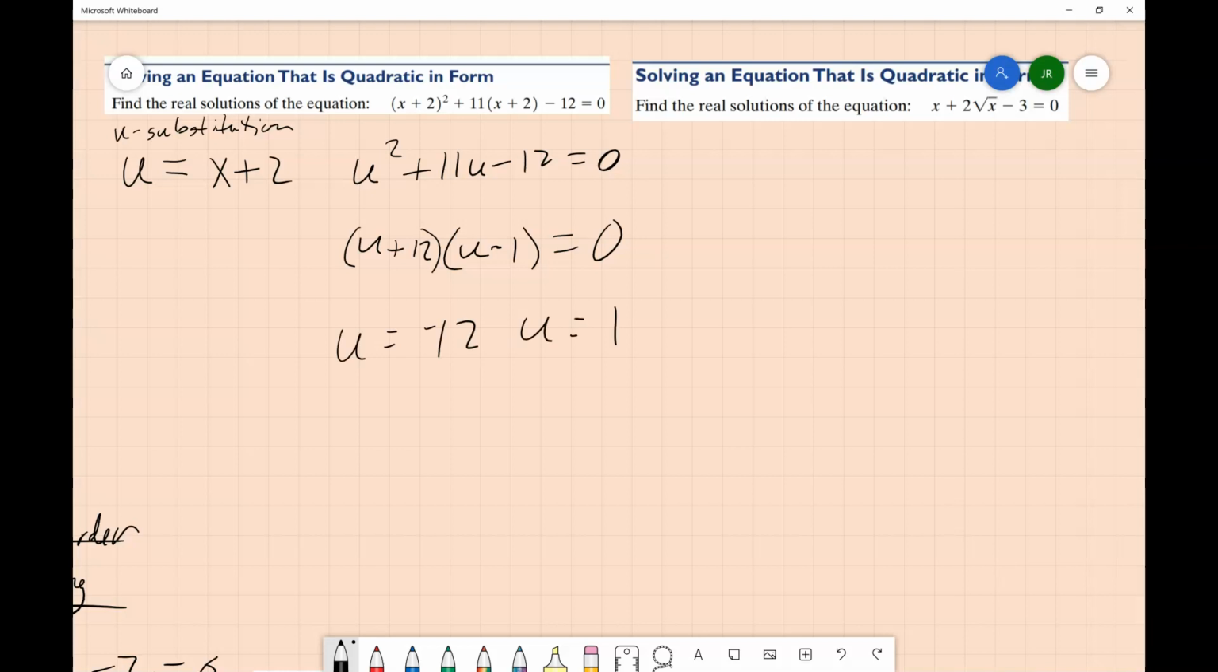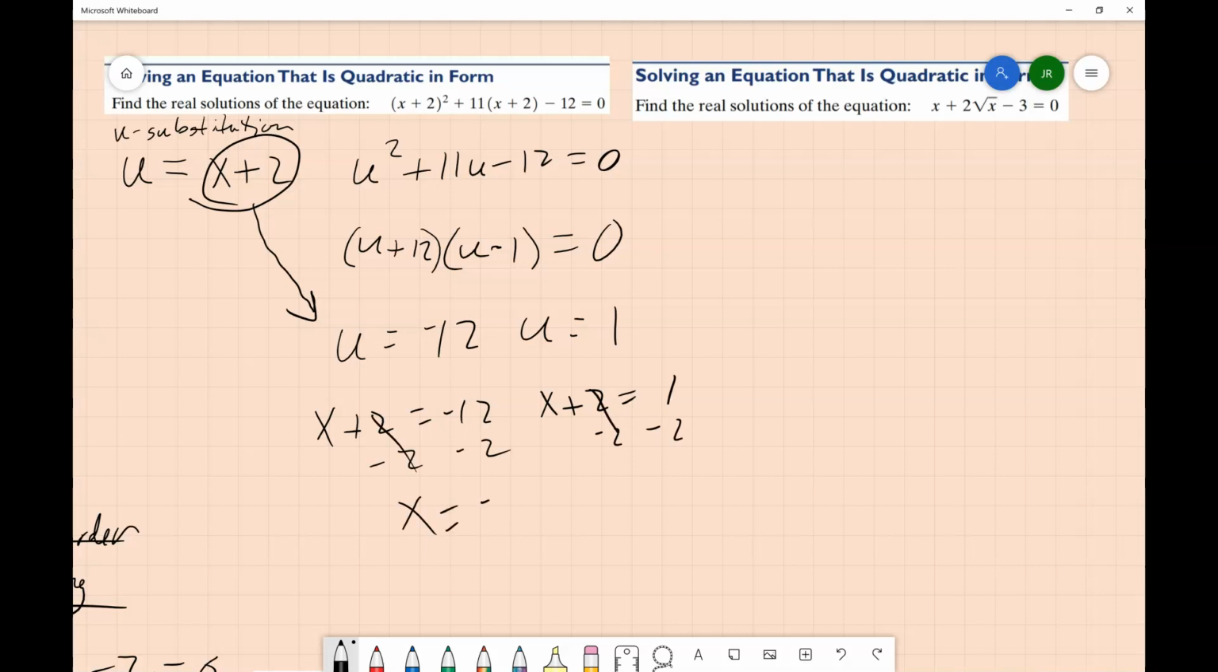But we're not trying to solve for u. And here's where you're going to undo that little trick that you did before, because u is what? U is x plus 2. So x plus 2 is now going to go back in. So now x plus 2 equals negative 12 and x plus 2 equals 1. Now solve both of these, and you get x equals negative 14 and x equals negative 1. Looks like negative 14 and negative 1 are the answers.